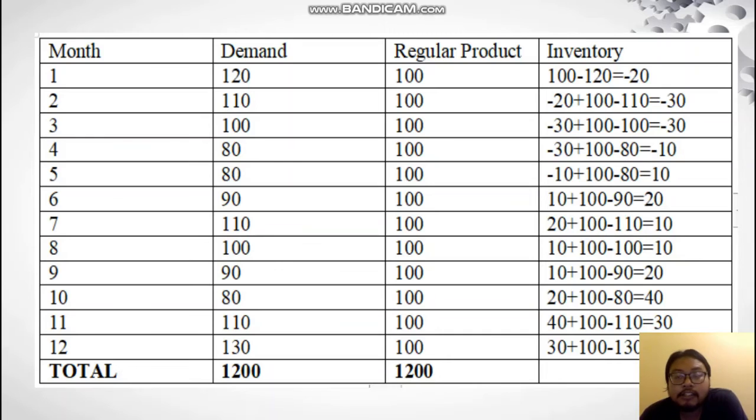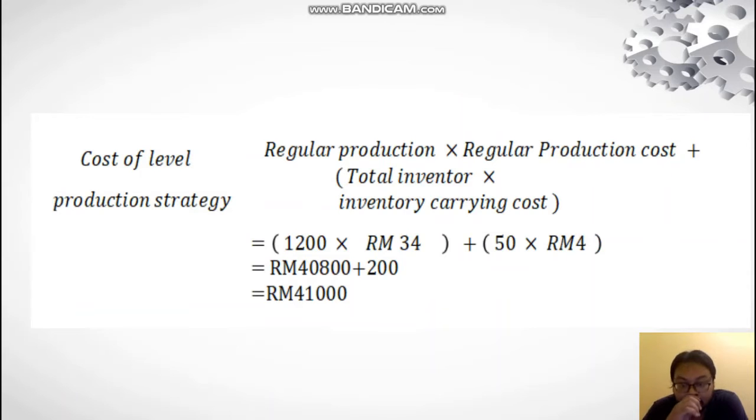So this is the table of the pure strategies. The total number of inventory is 50, and then we can calculate the cost of the labor production strategy using this formula, and the answer for the value of cost of labor is 41000 ringgit Malaysia.